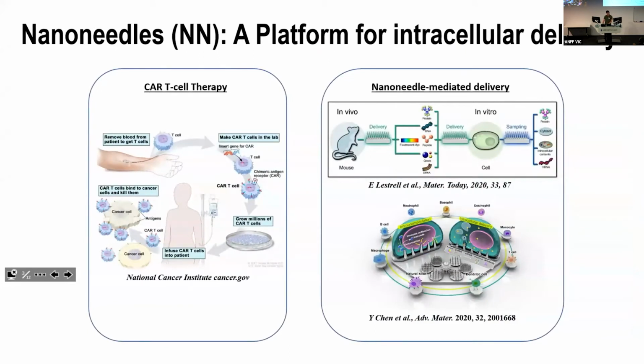CAR T cell therapy is one of the most innovative recent cancer treatments that re-engineers the patient's T cells for targeting and killing cancer cells. However, it can be costly due to the need to use viral vectors in delivering biocargo into the cell. Nanoneedles are able to mediate delivery of various biocargo in vivo and in vitro. They have also been shown to deliver into diverse immune cells, which makes them great candidates for replacing the viral vector used in CAR T cell therapy.